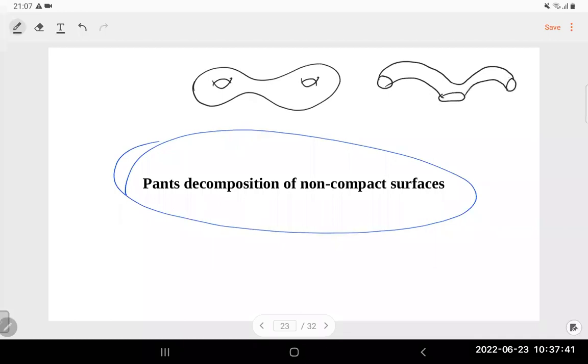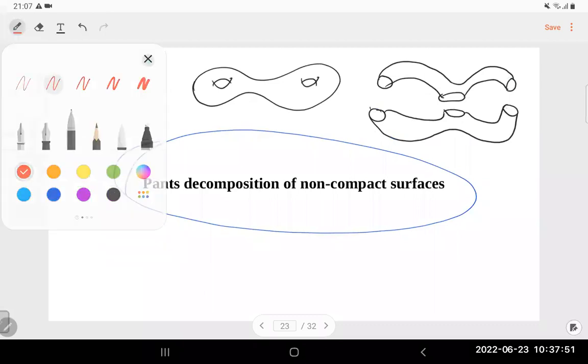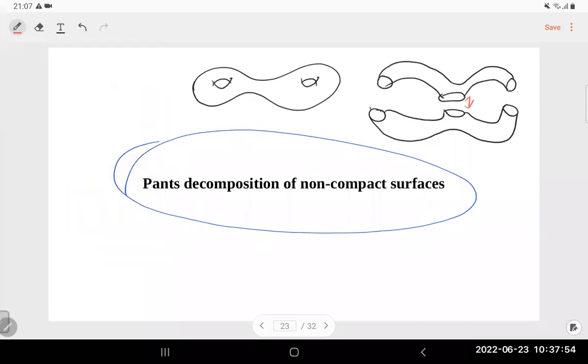Here, pants decomposition. Here is another pair of pants. Right? And if you glue these two boundaries, you will find a genus 2 surface. Right? Similarly, you can produce that S_g for g greater than or equal to 2 has a pants decomposition. Then is there any pants decomposition for non-compact surfaces? It is possible. How do I decompose using just pants?